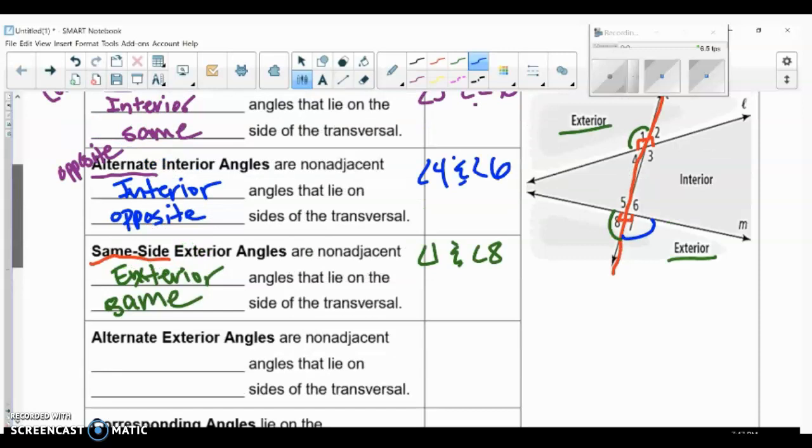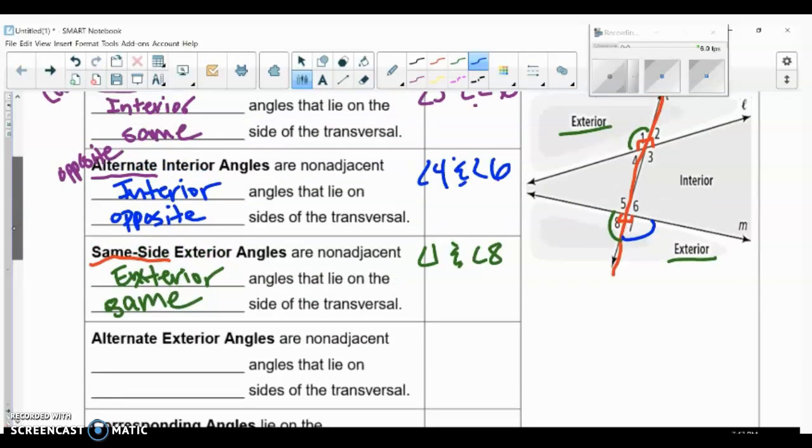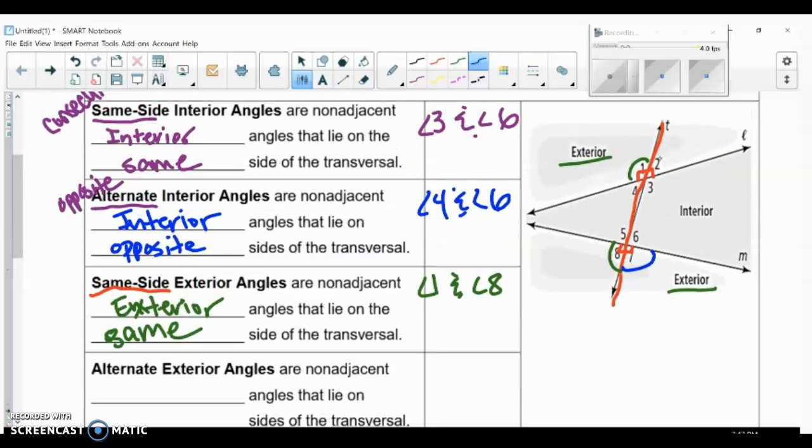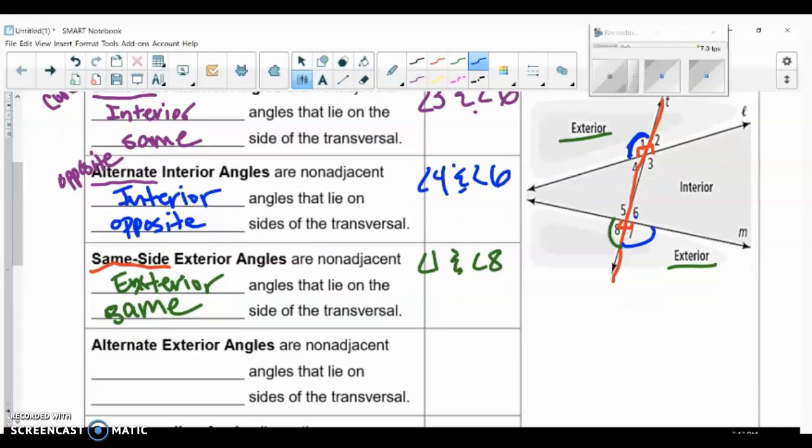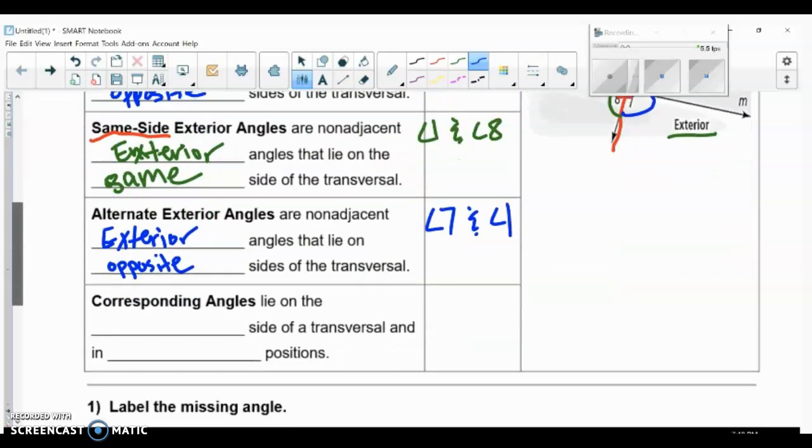But alternate exterior angles, I'll just say it so you definitely understand. Alternate exterior angles would be like 1 and 7. So those are non-adjacent exterior angles that lie on opposite sides of the transversal. So 7 and angle 1. That's an angle 1, not a 4. Non-adjacent exterior angles, and they are on opposite sides of the transversal.